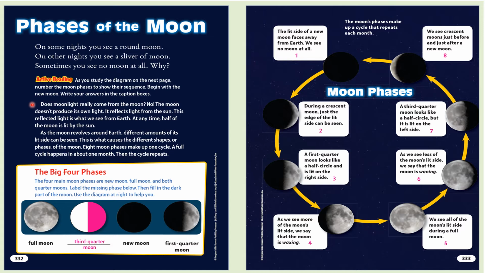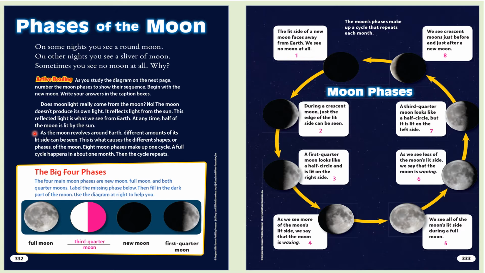No. The moon doesn't produce its own light. It reflects light from the sun. This reflected light is what we see from Earth. At any time, half of the moon is lit by the sun. As the moon revolves around Earth, different amounts of its lit side can be seen. This is what causes the different shapes, or phases of the moon.